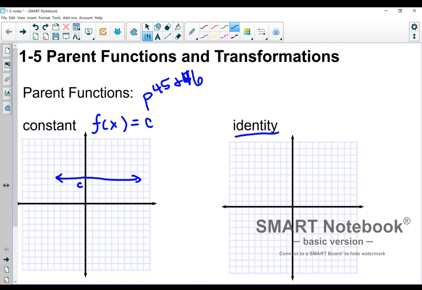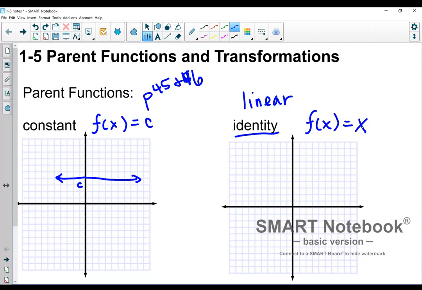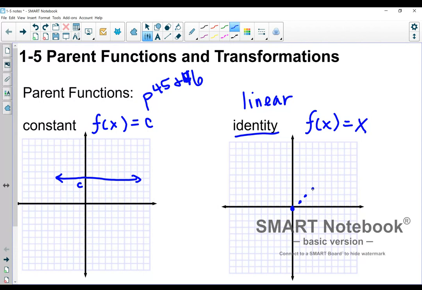Identity function is just really talking about linear functions, but the identity function is the most simple form of a linear function, which is f of x equals x. So notice I don't have any number listed for slope here. My slope is just 1. My y-intercept is 0. So that's before I have translated that graph at all. So it goes through my origin, and it's going to be up 1 over 1. It's going to look like that.